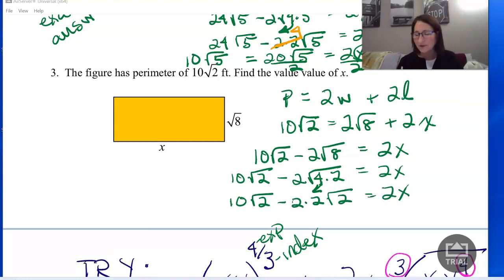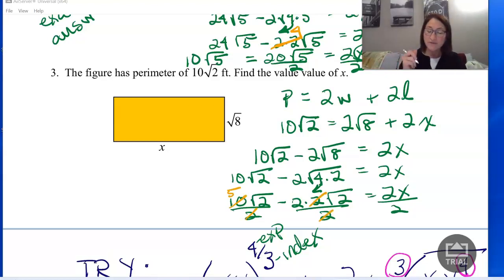Let's just divide everything by 2. Okay, so now once I simplify, 2 goes into 10 5 times, and then one set of those 2's reduce. So I've got 5 minus 2, which is going to be 3 root 2. That's what x is equal to.